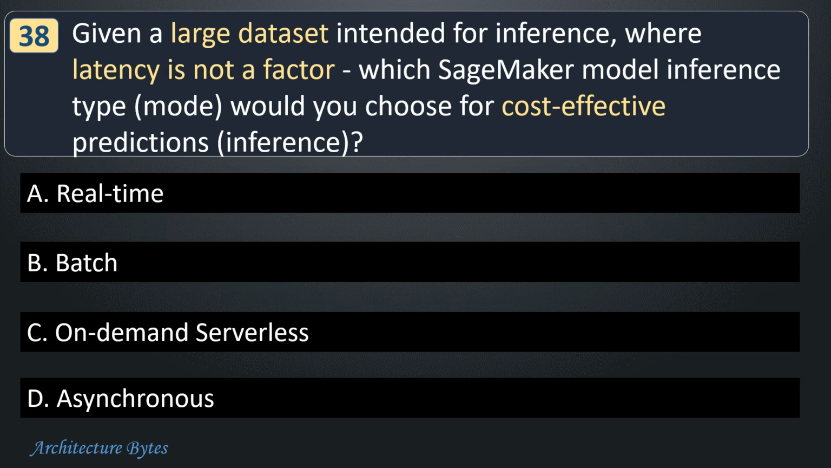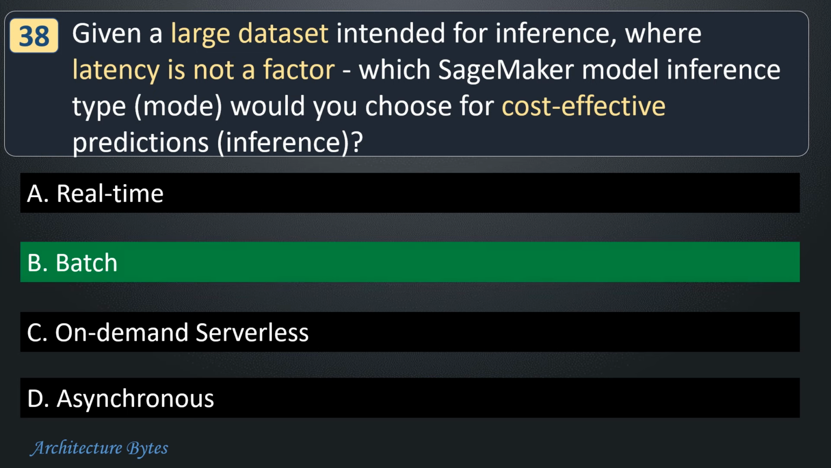Given a large dataset intended for inference where latency is not a factor, which SageMaker model inference type would you choose for cost-effective predictions? Our options are real-time, batch, on-demand serverless, or asynchronous. Option B, batch, is the right answer here. It is good for processing large datasets offline in a cost-effective manner.